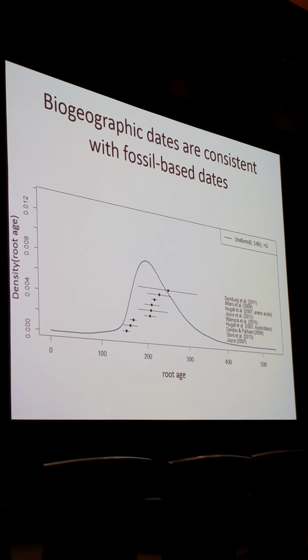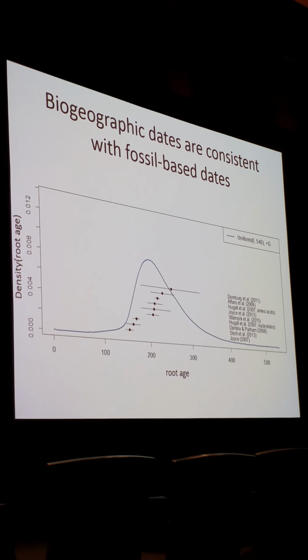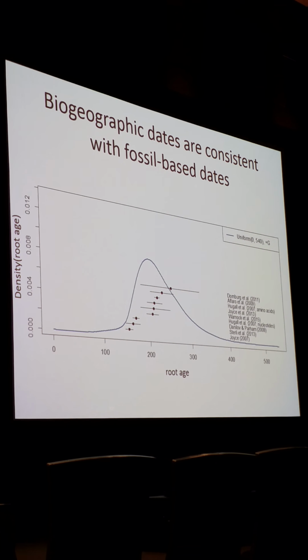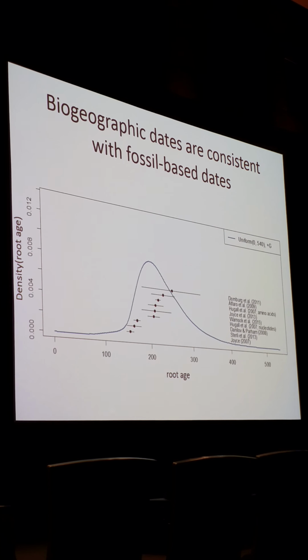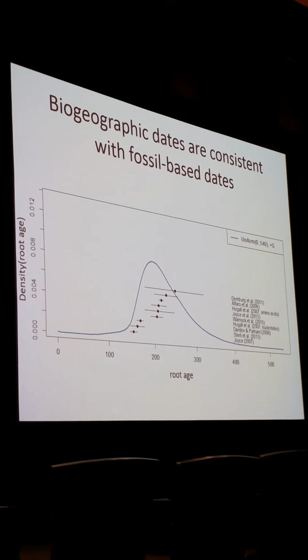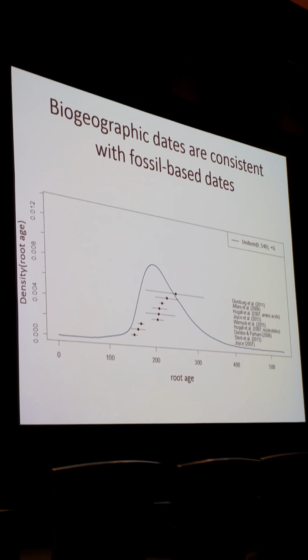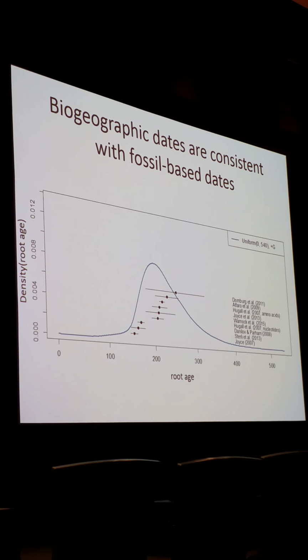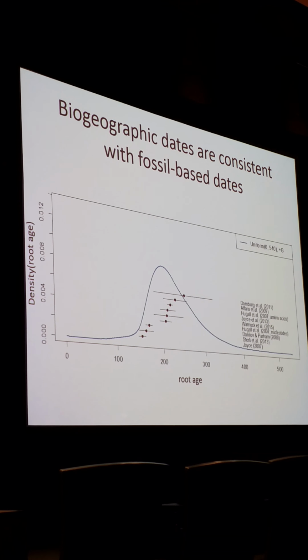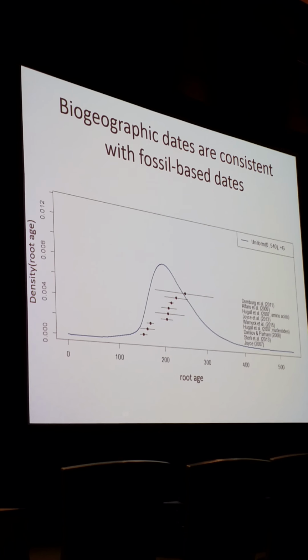Now this is nice for 2 reasons. First, it means that if I have no fossil data, there's some hope of retrieving the true root age using a biogeographic method. Secondly, these fossil-based estimates could be further improved by incorporating biogeographic data. These are not final estimates, and you see they have quite a spread themselves.